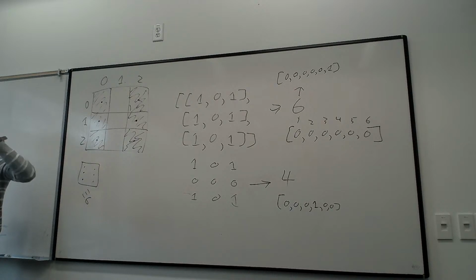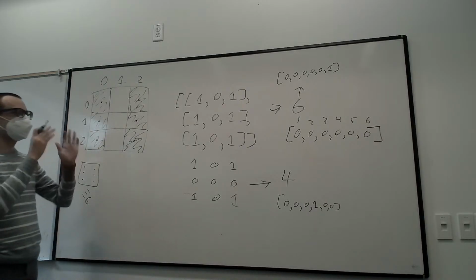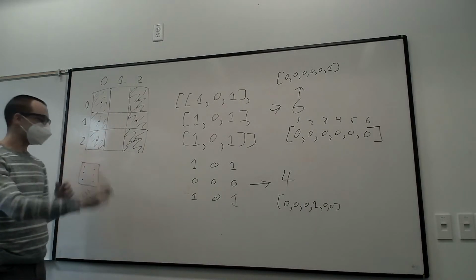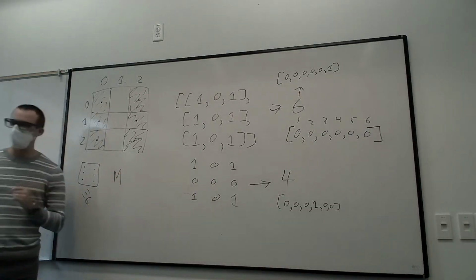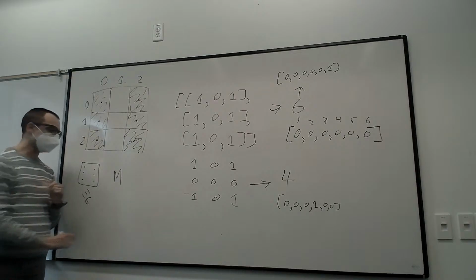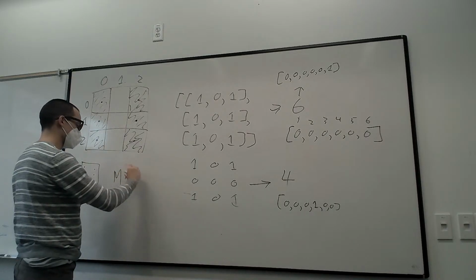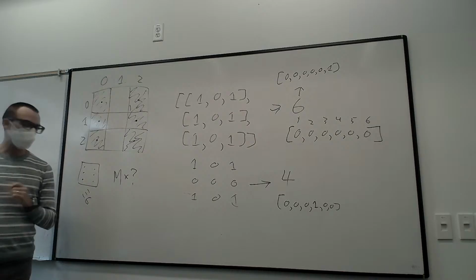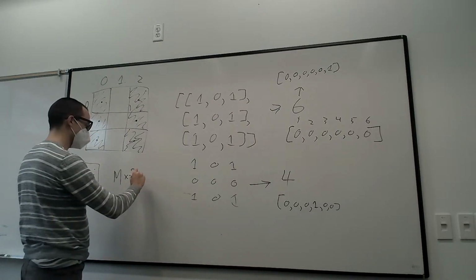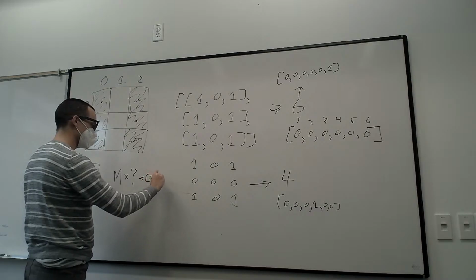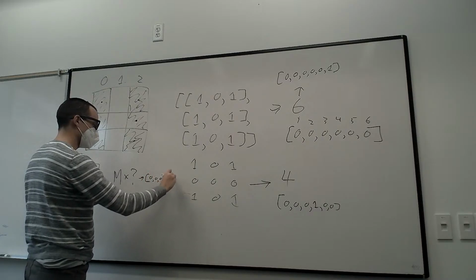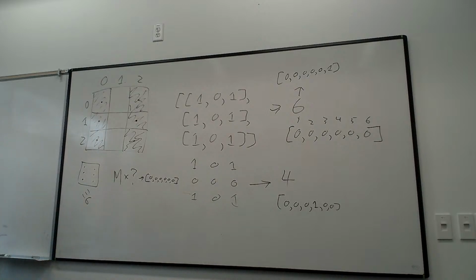So, how am I going to do this? Well, I'm going to start by saying, okay, I have some matrix which I'm going to denote as M. I'm going to multiply this matrix by something. And then I'm going to get as an output a vector of length 6. Okay. Does that make sense?